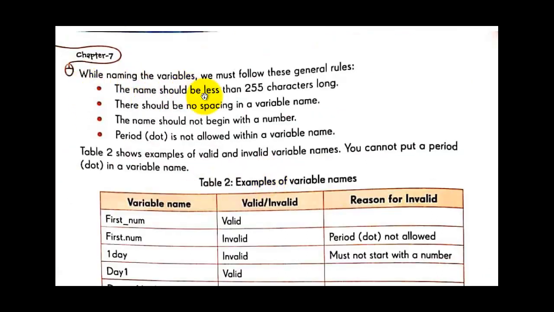While naming the variable, we must follow these general rules. There are certain rules we need to follow for naming a variable. Now what are those? Let's see. I may ask these in the exam also. If I give 2 marks, you have to write only 2 points. If I give 3 marks, you have to write 3 points. If I give 4 marks, you have to write all these 4 points.